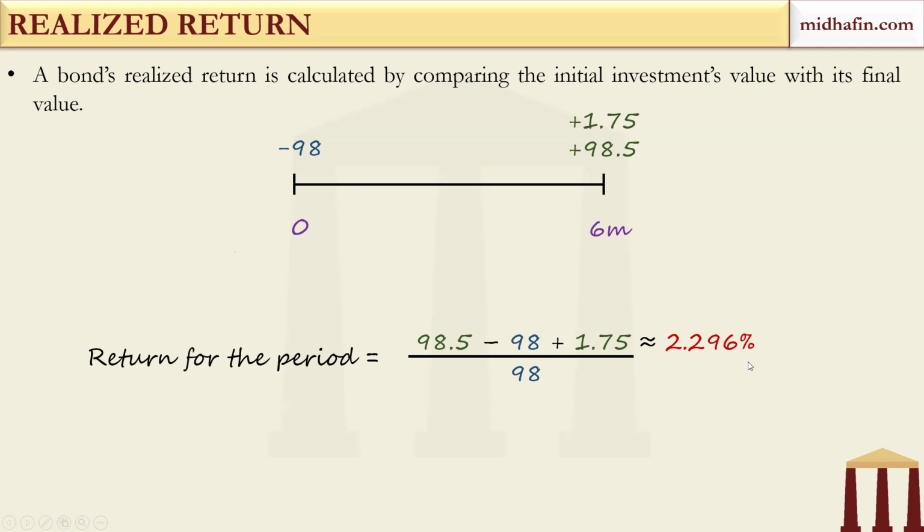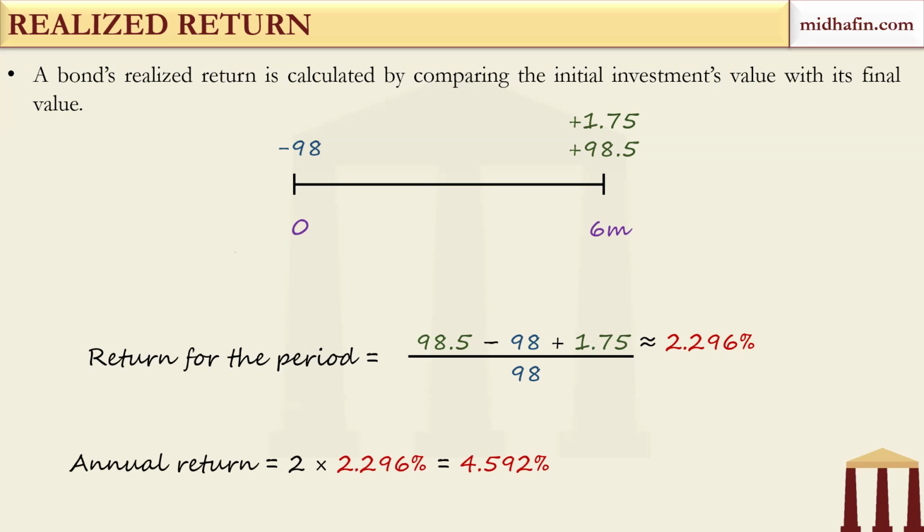Now the catch here is that this 2.296% is the interest earned over the 6-month period only. Usually when interest rates are quoted, we want them quoted on a per annum basis. So one way to do it is that we simply multiply it by 2. When we multiply it by 2, I can say that my annual return is 4.592% per annum with semi-annual compounding.